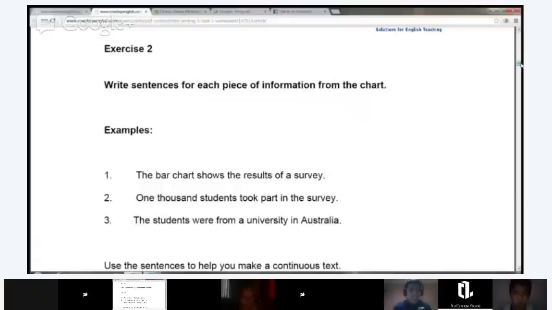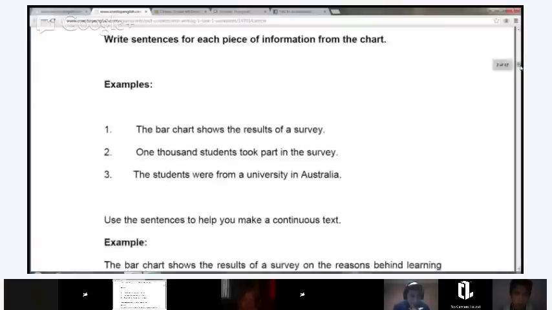So it says to write sentences for each piece of information from the chart, and it gives us some examples. Can I get a volunteer to read those examples for me? The bar chart shows the results of the survey. 1,000 students took part in the survey. The students were from a university in Australia.